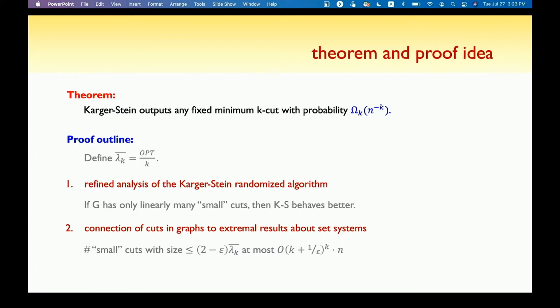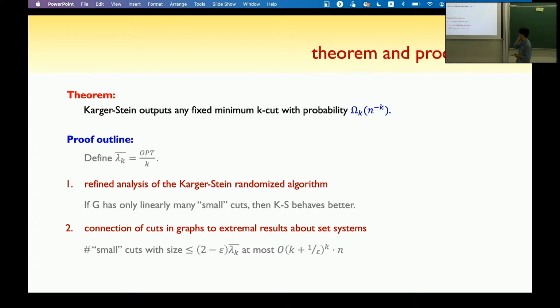So the proof is divided into 2 parts. First, let me define the small cuts to be the cuts whose size, number of edges, is at most 2 minus epsilon times lambda k bar. So epsilon is some constant greater than 0.